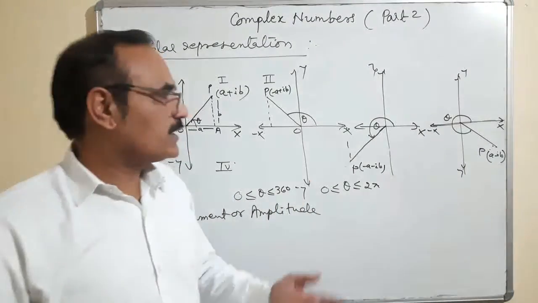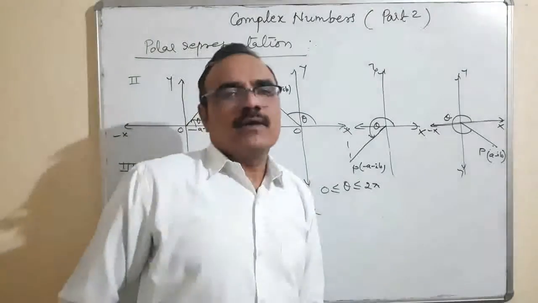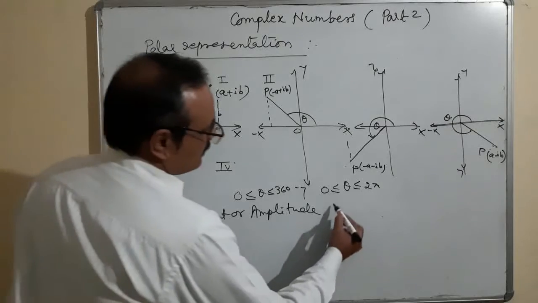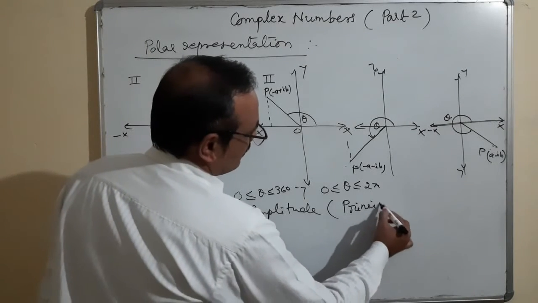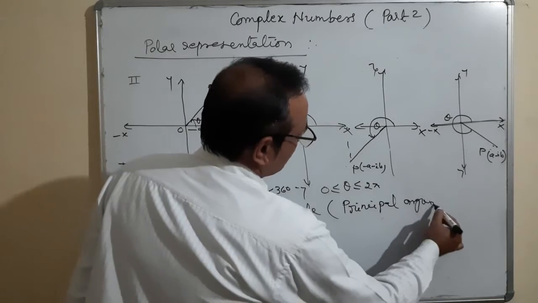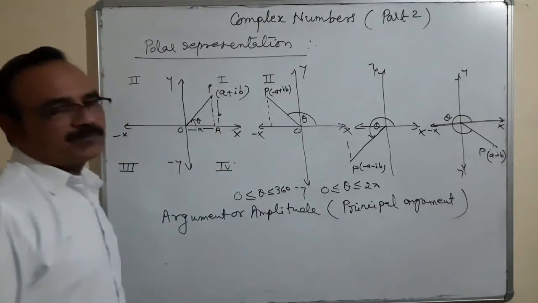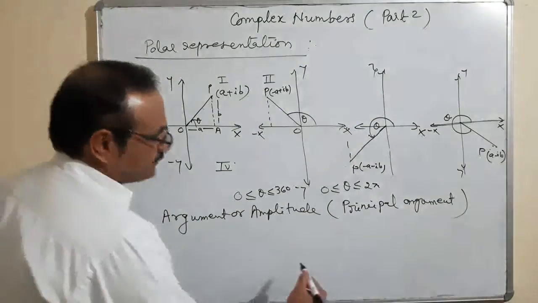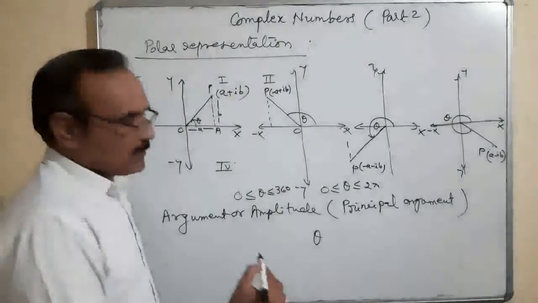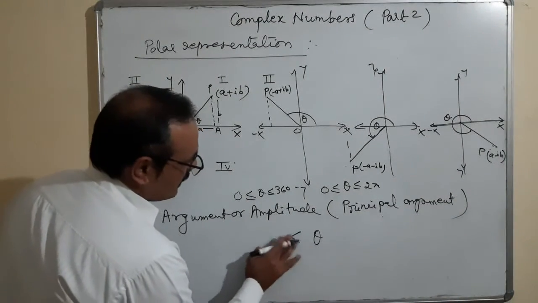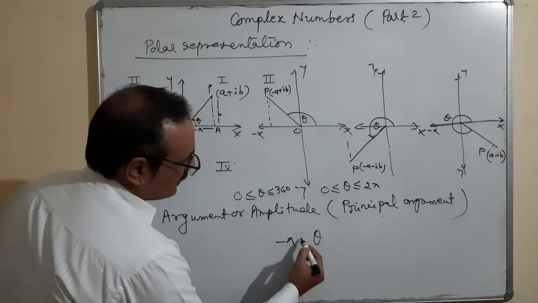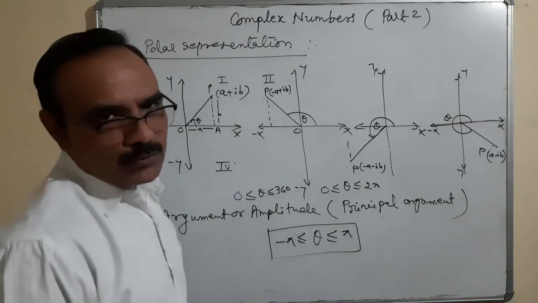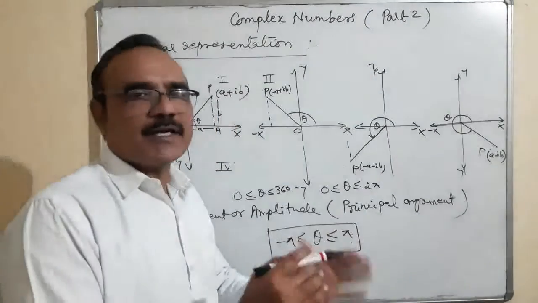Okay. And you can understand that again the position is coming here. So here we are discussing the principal argument. What is the principal argument, or principal amplitude? Principal argument means the value of theta which lies between minus pi to plus pi. Minus pi is less than or equal to theta is less than or equal to pi. Okay. So that means theta lies between minus pi to plus pi.